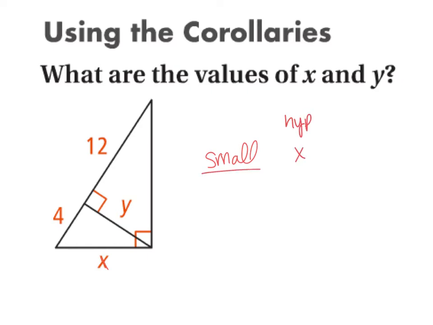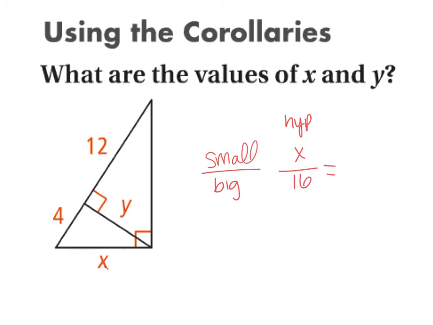Do they give us any of our other hypotenuses? Do they give us the hypotenuse on the medium, right here? No, they don't. Do they give us the hypotenuse on the big triangle? Yes, they do, all the way across. If this is 4 and this is 12, then all the way across would be 16. So we're going to do small to big. The hypotenuse on the small is X. The hypotenuse on the big is 16.